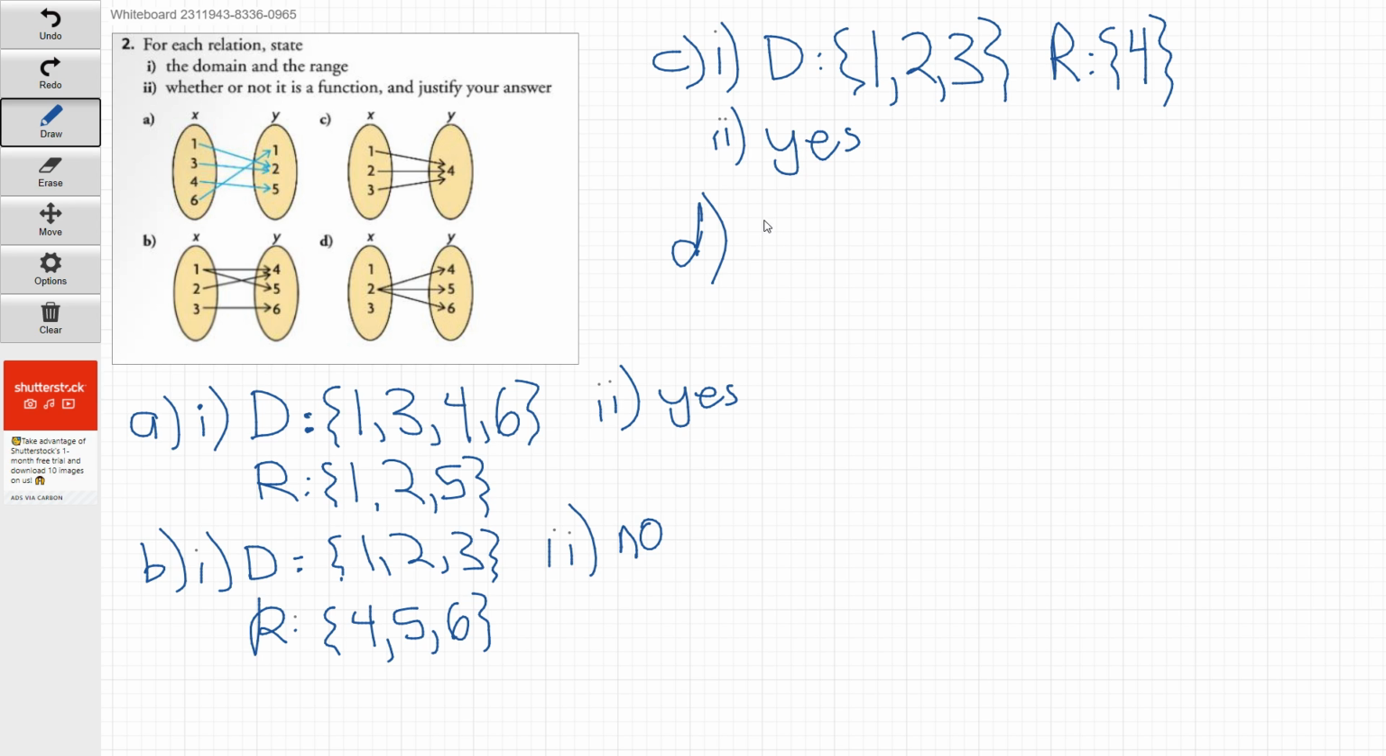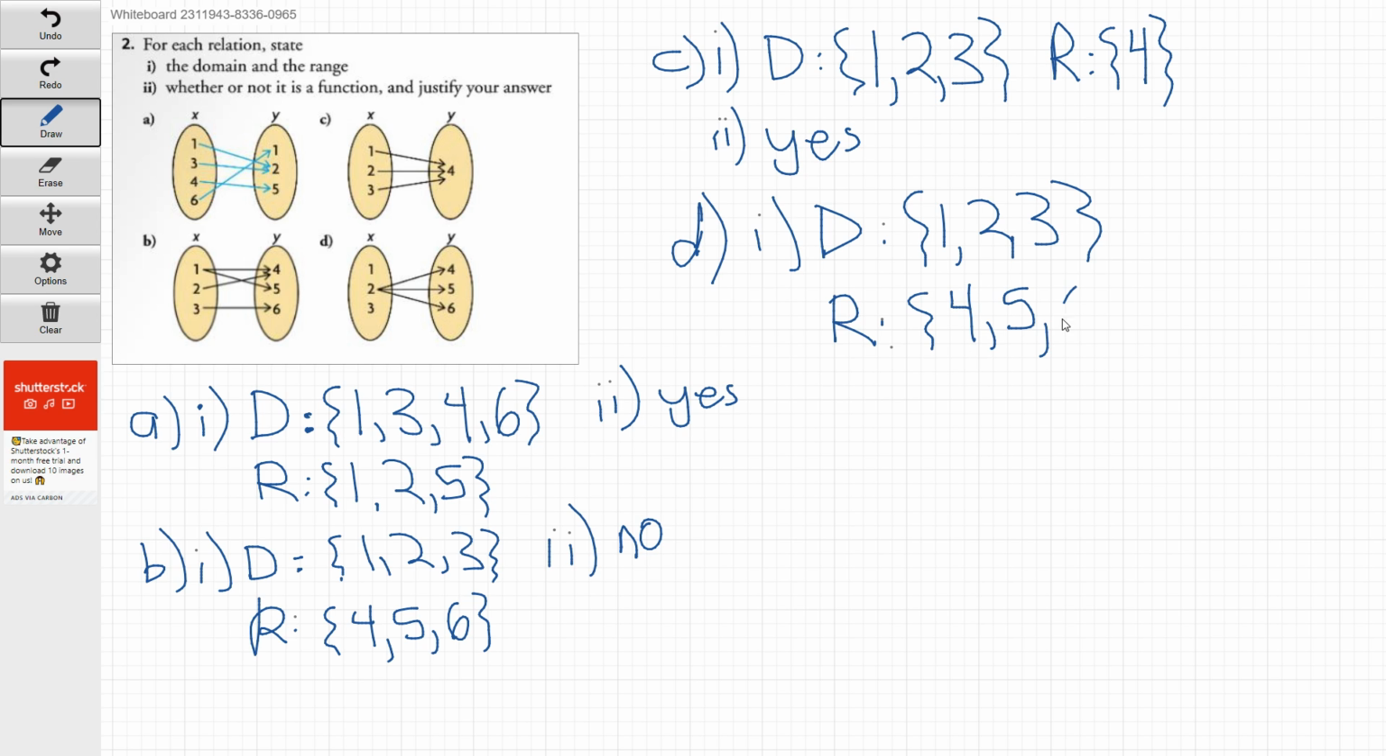For D, part 1, let's write our domain. Domain is all possible x values, so that'll be 1, 2, and 3. Our range, our set of all y values, will be 4, 5, and 6. Actually, one thing to check here: I just went ahead and wrote 1, 2, and 3, but in this case the domain would not include 1 and 3 because there are no arrows coming out of them. So it actually only includes the number 2. Sorry, let me draw that again. 2.